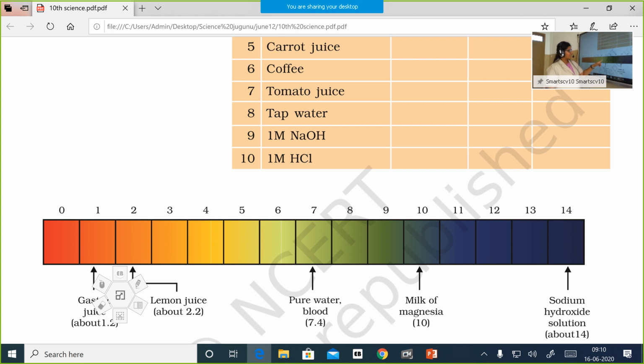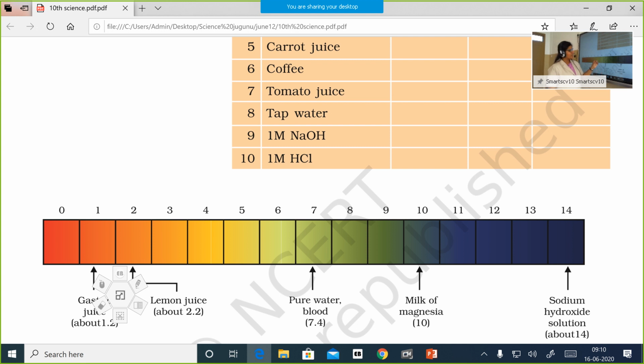Suppose it's a shade which corresponds to the value 7. What conclusion do you come to? It's a neutral solution which has a pH value of 7. Take another solution which has a pH value of 8. You can see the color shade is different. Though it's green only, the shade is somewhat darker. Can you compare the colors given for the pH values 13 and 14? You can see the intensity is different.